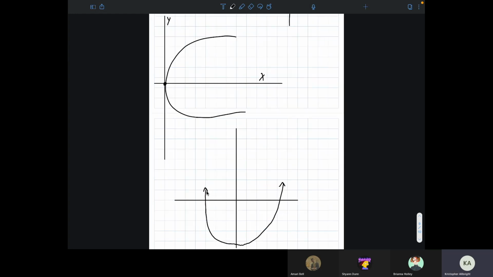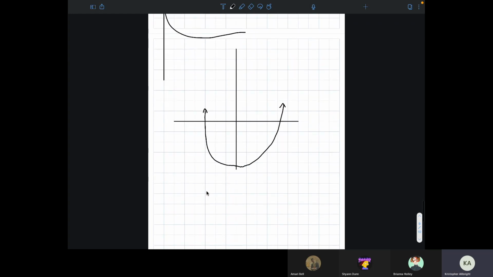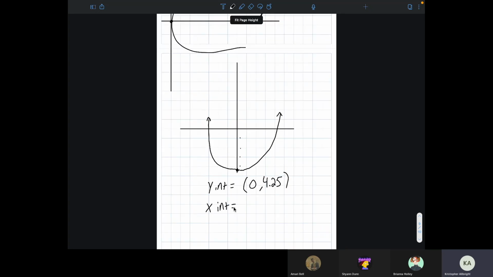Okay, we ask for x-intercepts and y-intercepts. So our y-intercept is going to be right here. We go down 1, 2, 3, 4.25-ish. I'm just trying to give you an idea of where it would be. This isn't an actual problem. And we did 0. So this is our y-intercept. And then our x-intercepts, we have 2 of them, right here and right here.